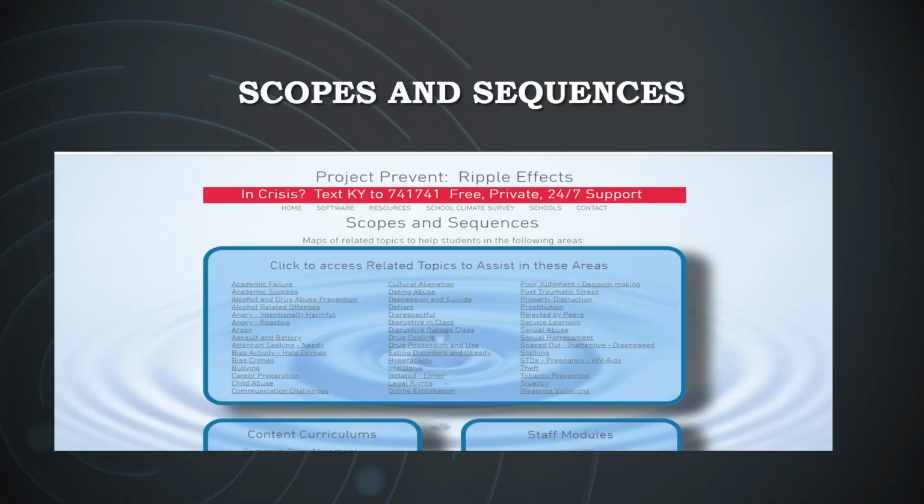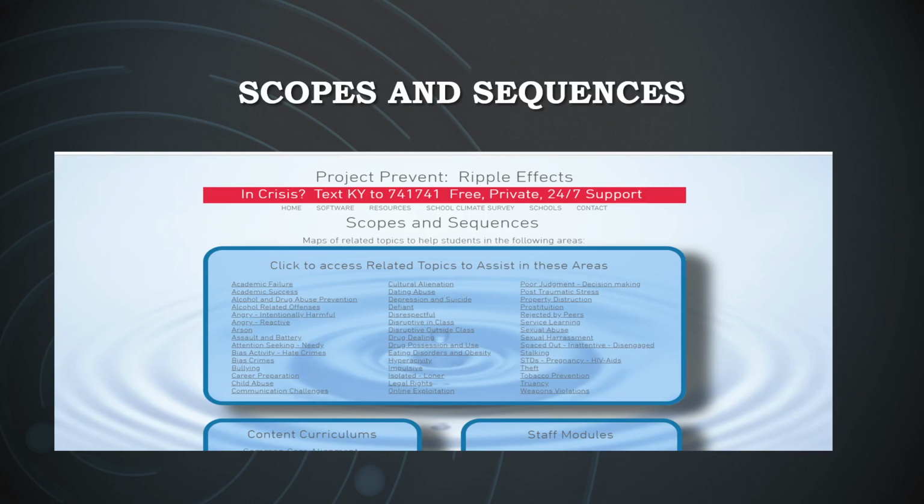When you log on to your Ripple Effects site, you can go under resources and find scope and sequence, and you can map out your related topics to help students in the following areas. Just one of the areas I chose to talk about today is defiant. It seems to be more and more in our schools that we find kids are defiant. How do we work with those kids, and what do we do to make them successful in school, and to ensure that they become successful?